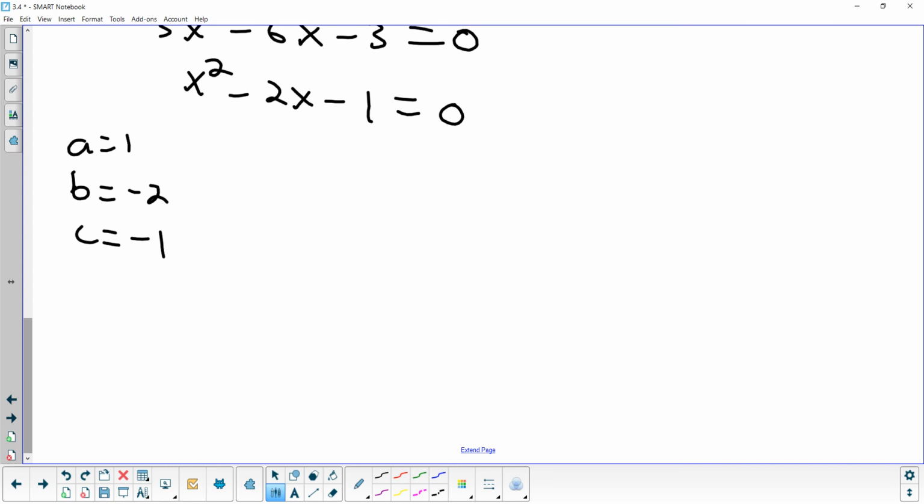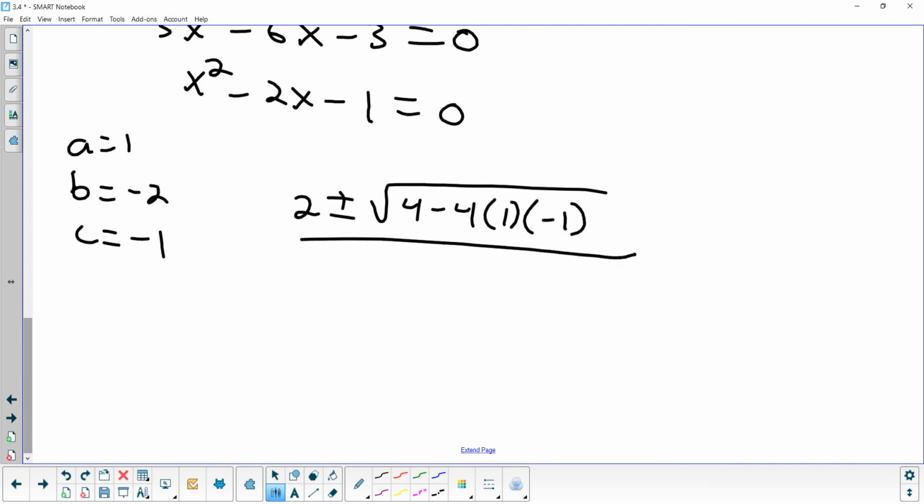So let's finish it up and see what we got. Negative b plus or minus the square root of b squared minus 4ac, all over 2a. Now we just have to clean that up a little bit. Minus a minus becomes a plus. What's 4 times 1 times 1? Yeah. Plus 4? 8 over 2.